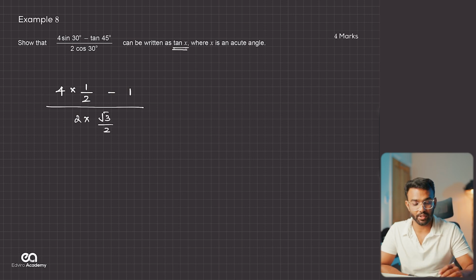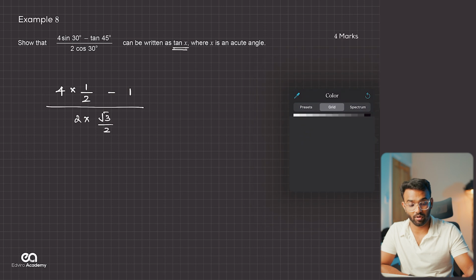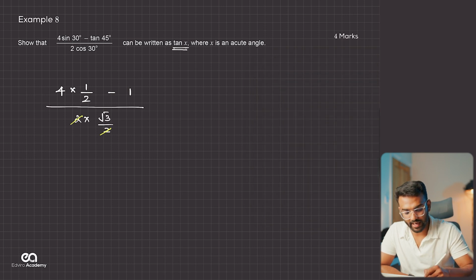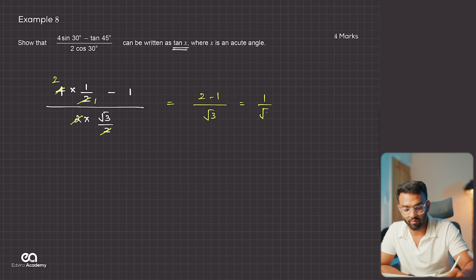By the way, guys, you need to know the exact trig values. Only then can you solve this question. 2 and 2 can cancel. 2 would go for 1 and 2 times. So this will simplify to 2 minus 1 over root 3, which is 1 by root 3.